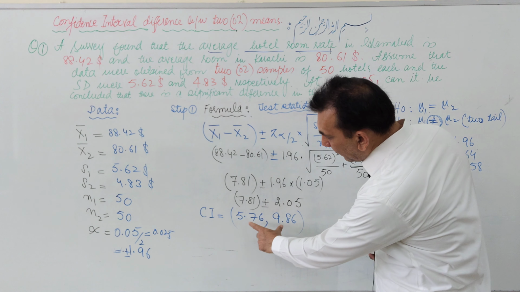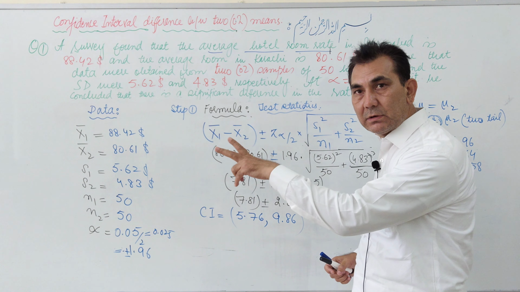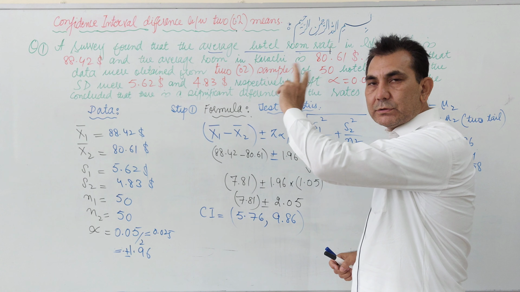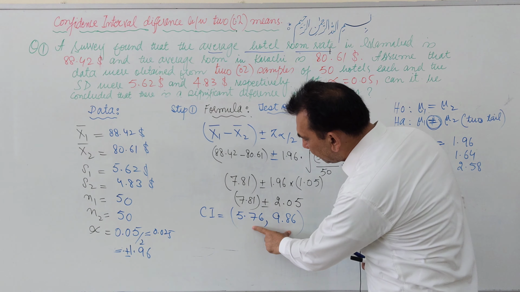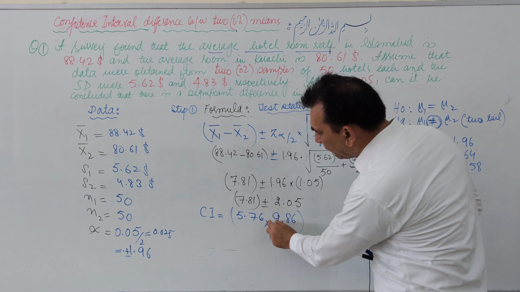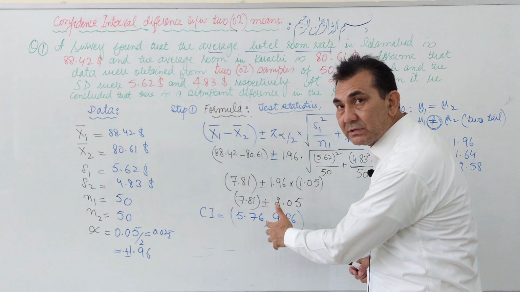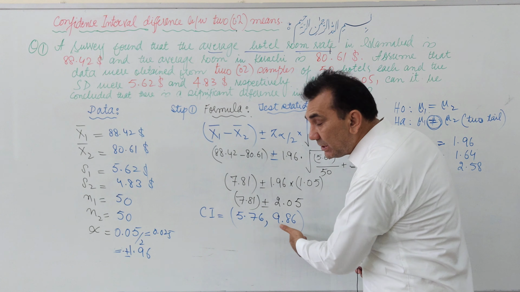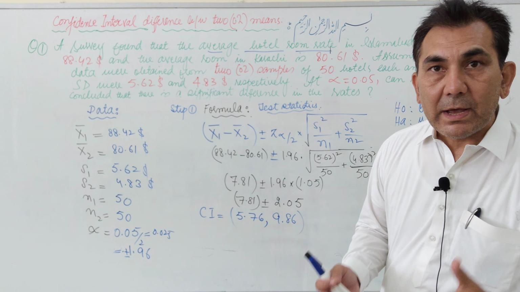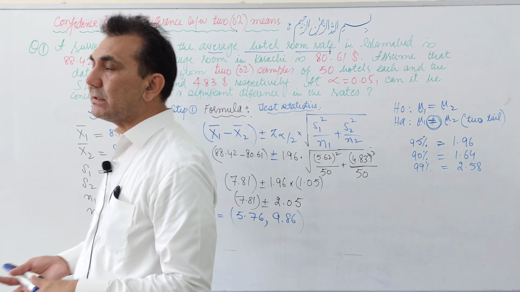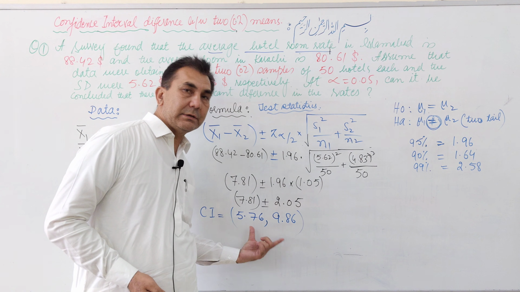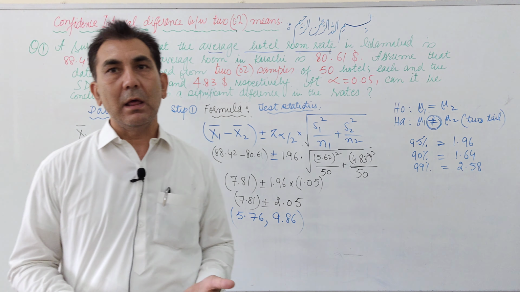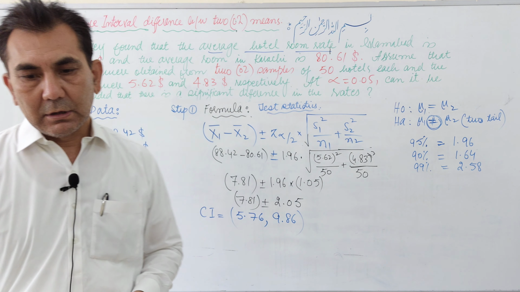Now see the 7.44, which was the z calculated value of the difference of the two sample means, lies between these values, 5.76 and 9.84. It means 7.44 lies between these two values. When your z calculated or t calculated value falls in this range, it means you will reject the null hypothesis.